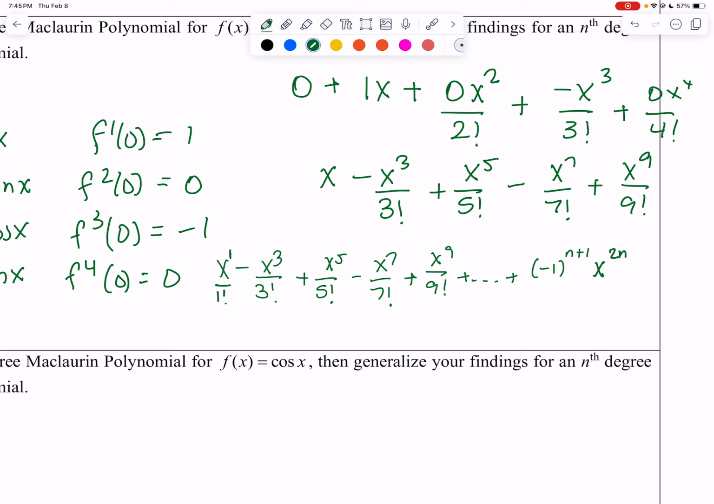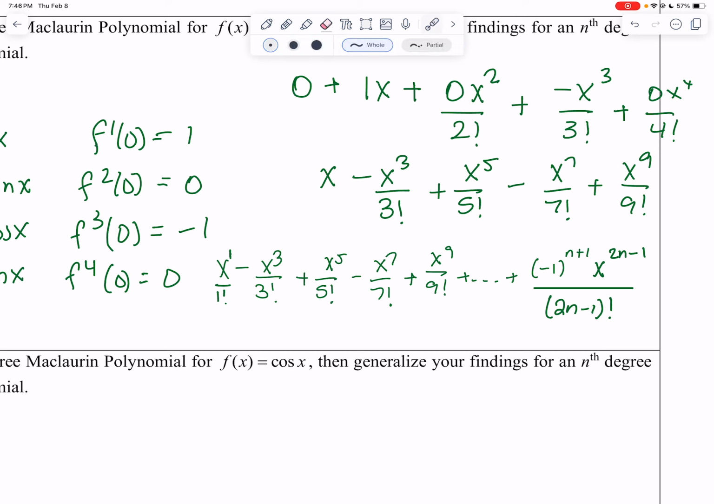Now, there's a reason why I'm doing minus 1. If I'm starting at the first term, then 2 times 1 is 2. 2 minus 1 is 1. So that's why it should be 2n minus 1 instead of 2n plus 1. Now, same thing with the factorials. 1 factorial, 3 factorial, 5 factorial, 7 factorial, 9 factorial. That's going to be the same thing as 2n minus 1 factorial.